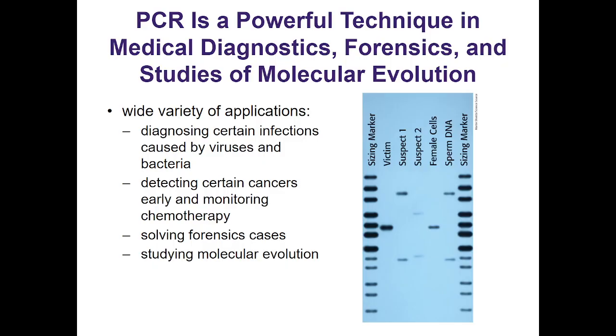Detecting certain cancers early and monitoring chemotherapies, because again, you can get a small draw of the blood with just a few DNA fragments from that cancer, and then you can replicate it up until you can detect it, okay? Solving forensics cases, this is probably the most famous before COVID, okay? You know the DNA testing, like Project Freedom and stuff? Yep, that's it right there.